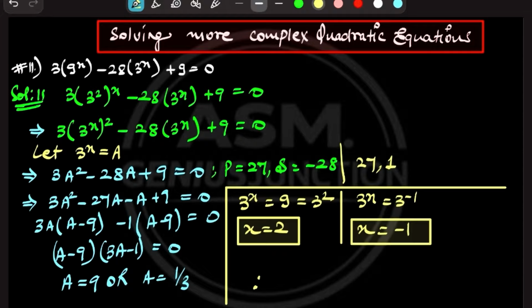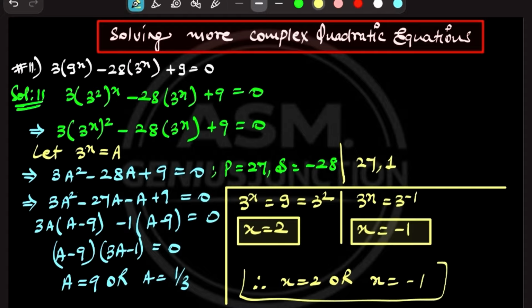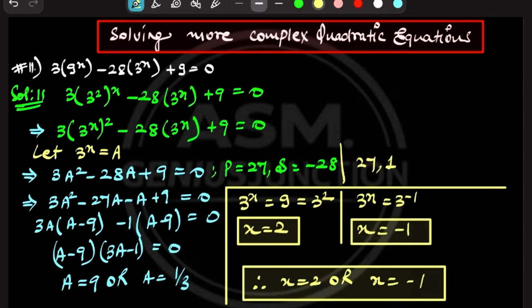Therefore, x equals 2 or x equals minus 1 are the solutions for this given question number 11. This is just a way in which we solve more complex quadratic equations in a simpler format. Please pause the video and note the solutions.